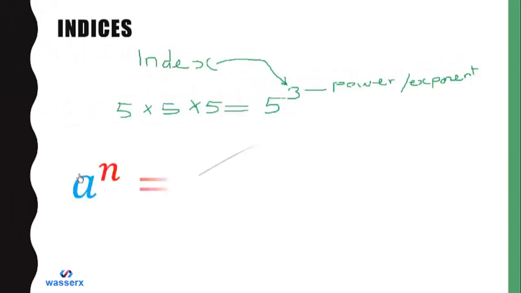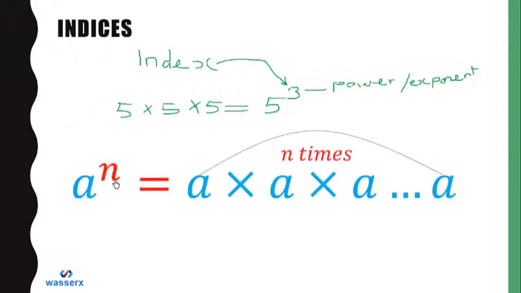So in general, if you have a to the power n, it means a multiplies itself n times. We call this the base. So this whole thing is in the index form. Now indices, this topic is basically about how we operate numbers that are in their index notation.